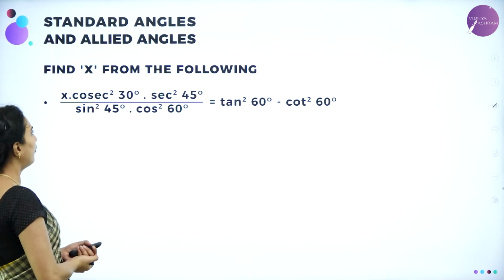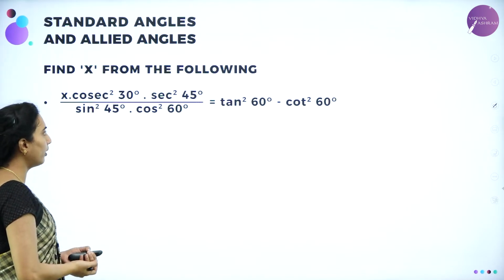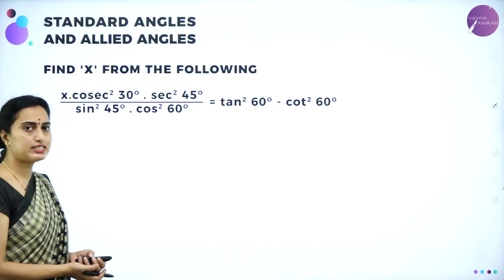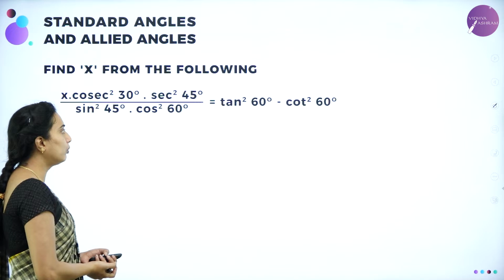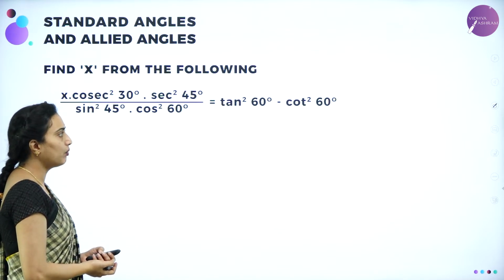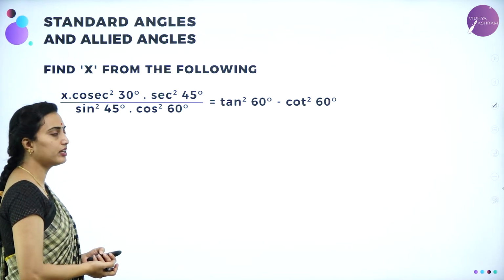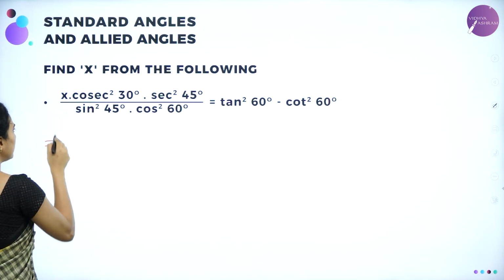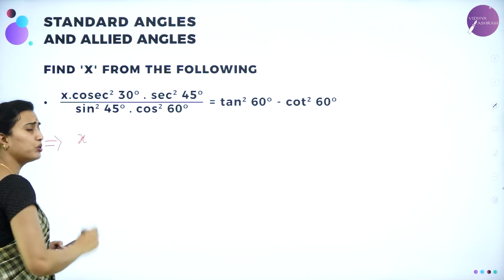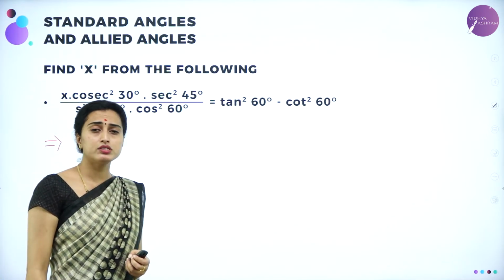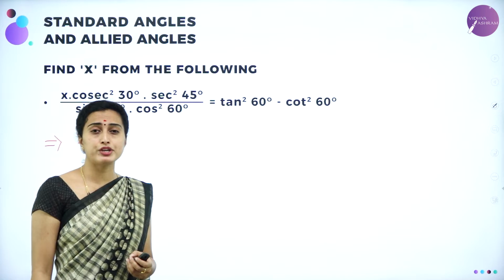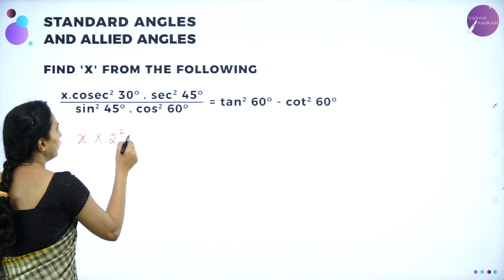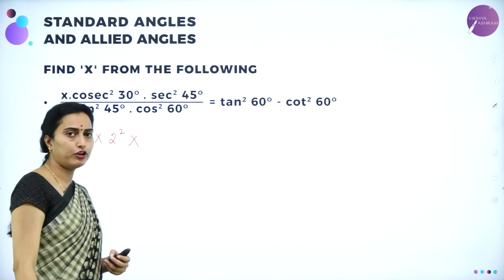Find x from the following: x cosecant squared 30 degree into secant squared 45 degree divided by sine squared 45 degree into cos squared 60 degree is equal to tan squared 60 degree minus cot squared 60 degree. Let me substitute the value here, which implies x into cosecant squared 30 degree. You know sine 30 degree is nothing but 1 by 2. Cosecant squared is nothing but 2. So 2 squared into secant squared 45 degree.